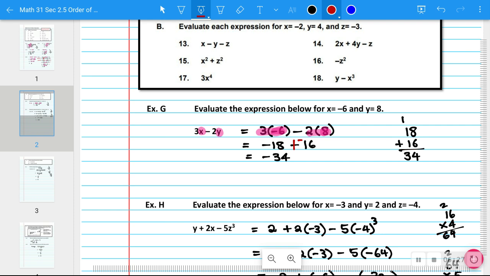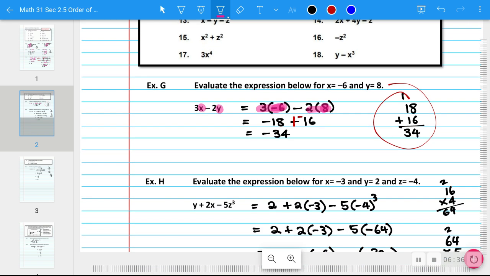So -18 plus 16, you can see the calculations off to the side where I added over here, and that gives 34. -34 when you take the negatives into account.